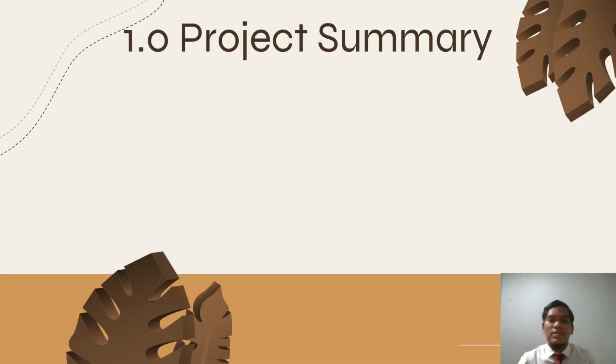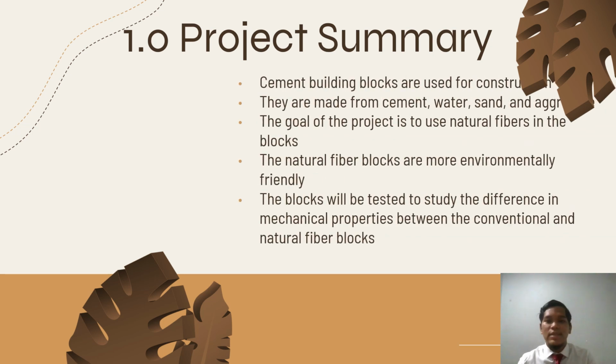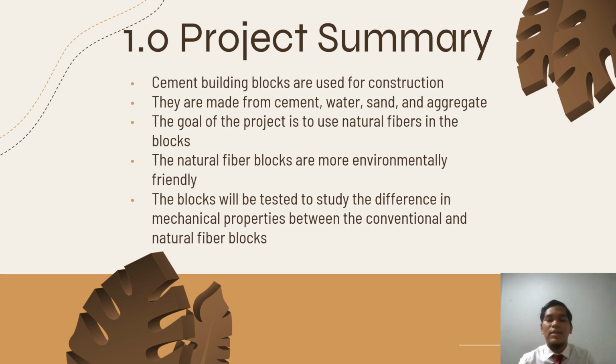First, let's start on the project summary. As we know, cement building blocks are primarily used for construction. They are made from cement, water, sand, and aggregate. So the goal of the project is to use natural fibers in the blocks. These natural fiber blocks are more environmentally friendly, and also the blocks will be tested to study the difference in mechanical properties between the usual conventional blocks and the natural fiber blocks that we are going to fabricate.